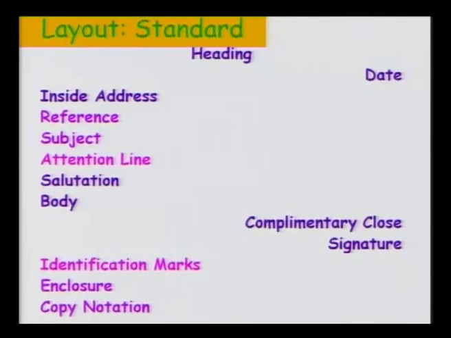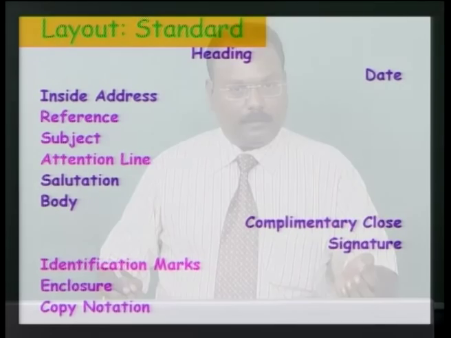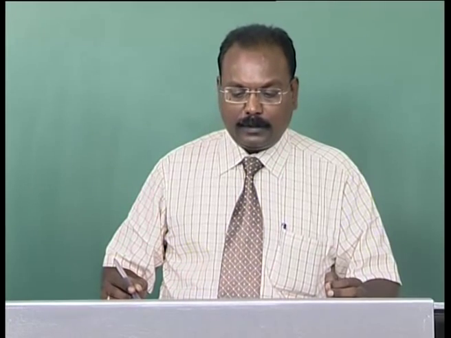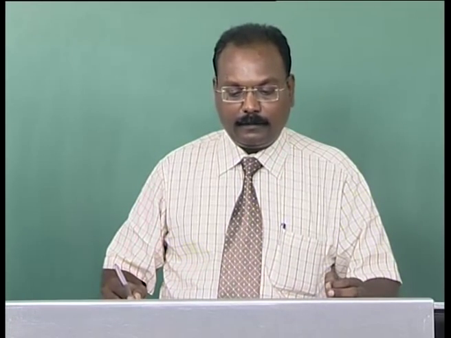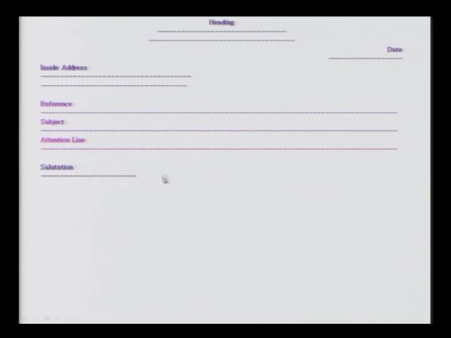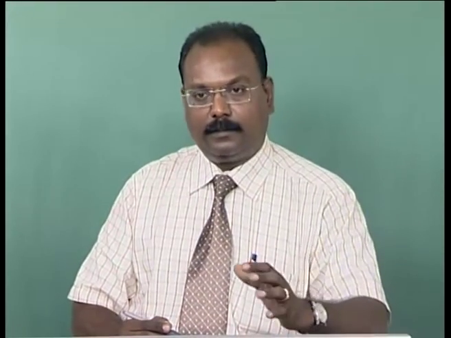Now, this is the standard format. Nowadays, you will find other kinds of format. There are two more formats. Before we go to that, let us quickly look at the way this will look. If you look at it: heading, date, inside address, reference, subject, attention line, salutation, body, complementary clause, and then signature, and then identification marks, followed by enclosure, and if at all there are some other signs which follow the enclosure. Otherwise it is just like the standard format.